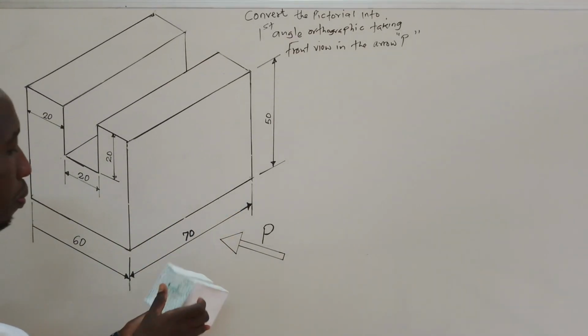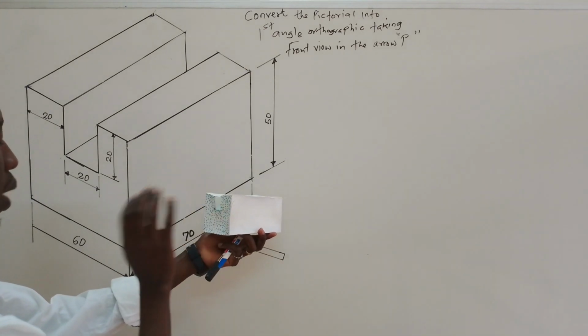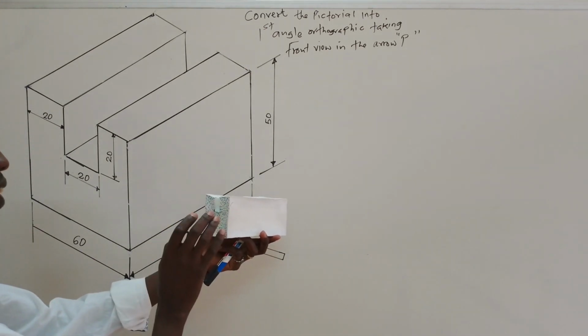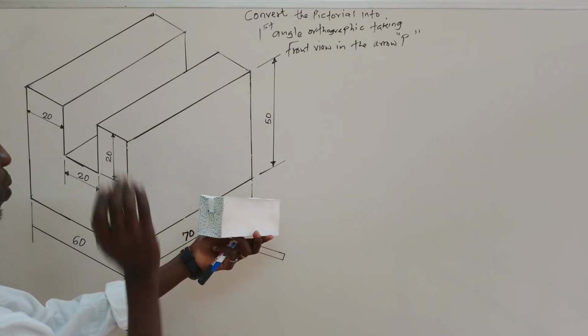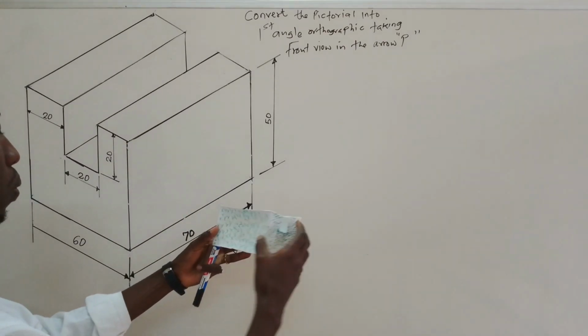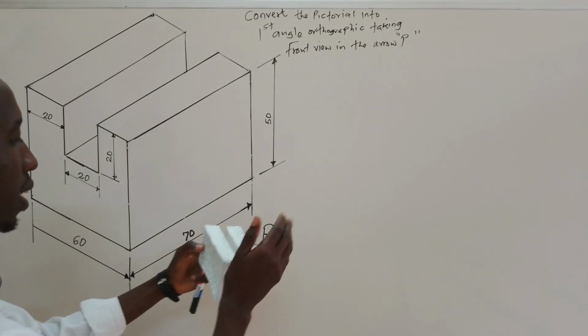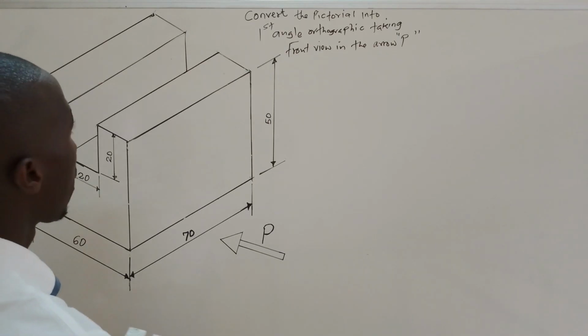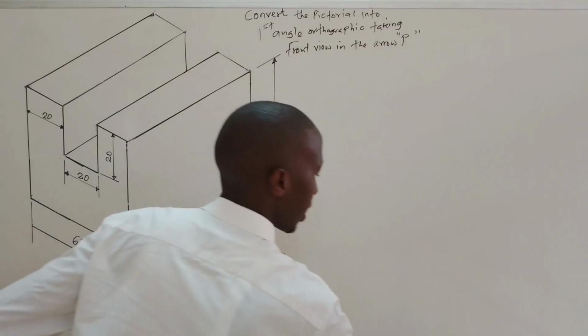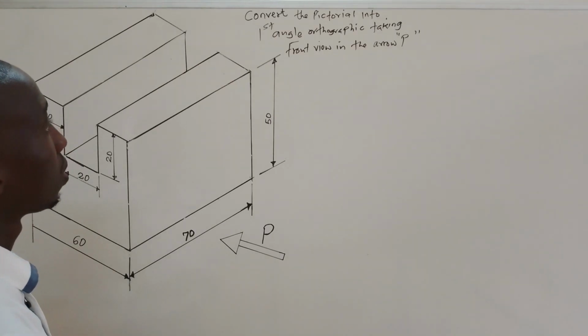So our main job here is to know where the front elevation is, and how we convert this front elevation to maybe first angle or third angle. We will have the end, the front, and the plan. But for this case, we shall answer this question using first angle orthographic.